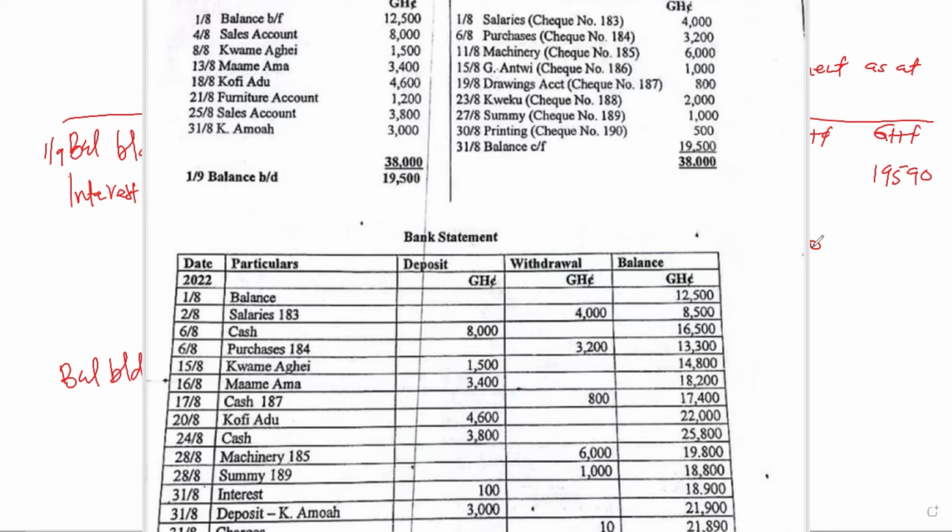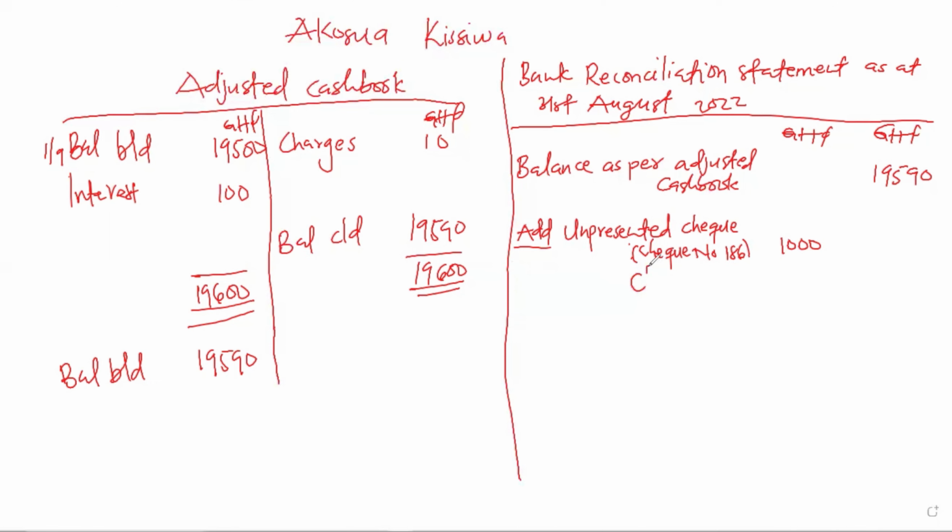Then we come here, 2,000. There's 2,000 in the cash book, but when we come to the bank statement, we can't find that 2,000. So that is another unpresented check, check number 188, which is 2,000. Okay, now let's move on.